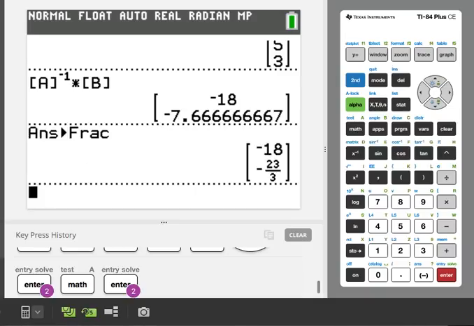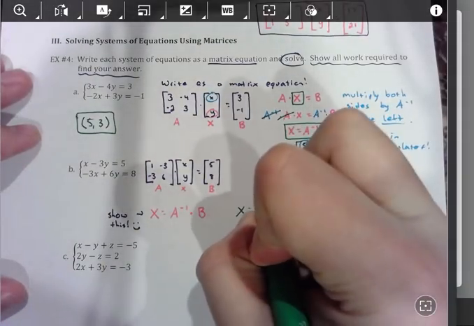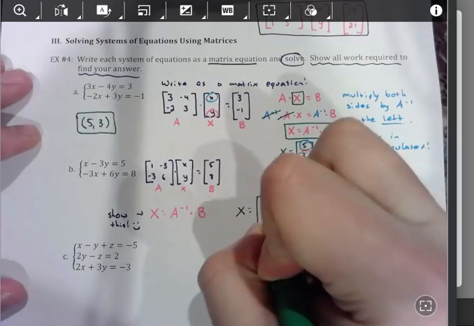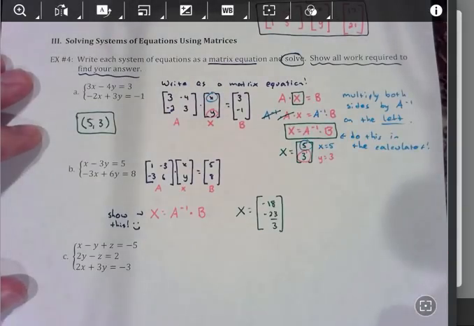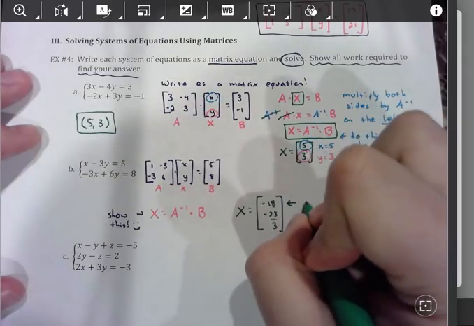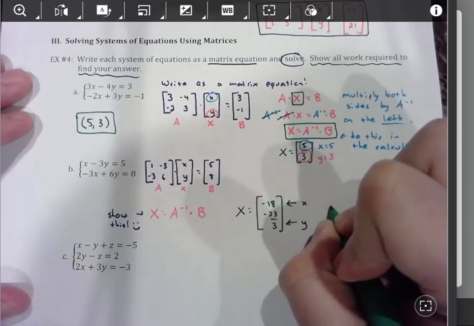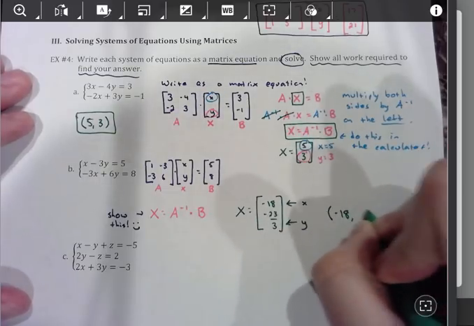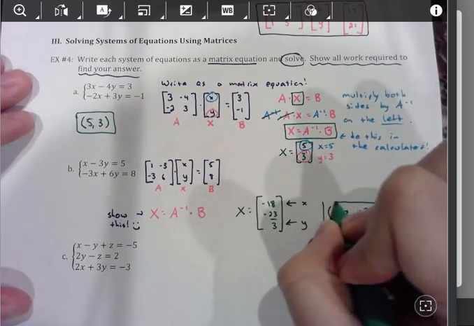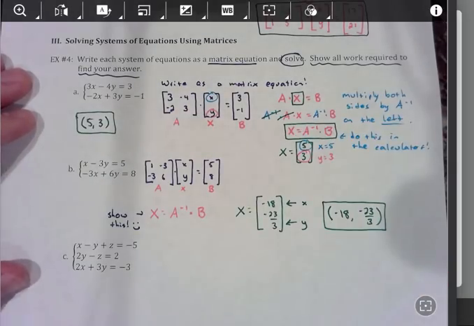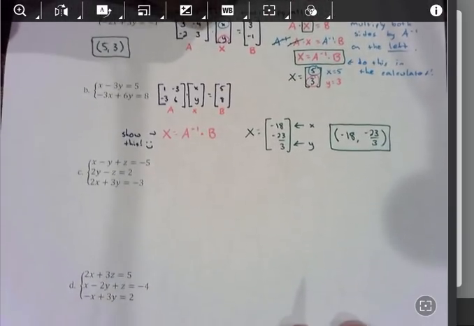So negative 18 and negative 23 over 3. Matrix X is equal to the matrix negative 18, negative 23 over 3, which means that remember that top one is our little x, the bottom one is our little y, so our lines intersect at the point (negative 18, negative 23 over 3). There we go. All right. Easy enough. See, not that hard.